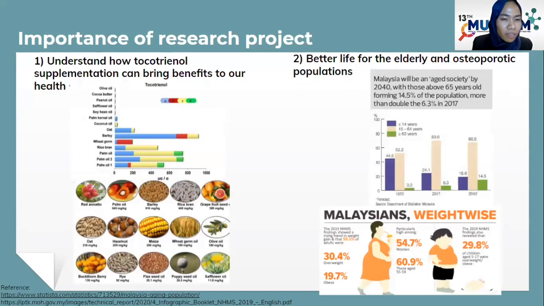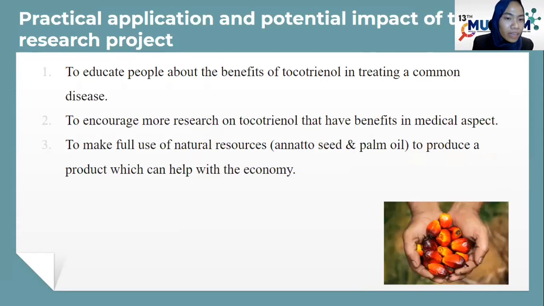The importance of our research project is that we need to understand how tocotrienol supplementation can benefit our health and therefore give a better life for the elderly and osteoporotic population. The practical application and potential impact of the research project is to educate people about the benefits of tocotrienol in treating a common disease, to encourage more research on tocotrienol, and to make full use of natural resources, which is the annatto seed and palm oil, to produce a product which can help with the economy.